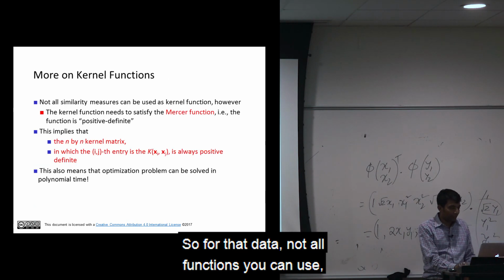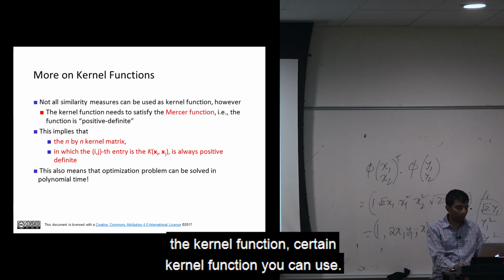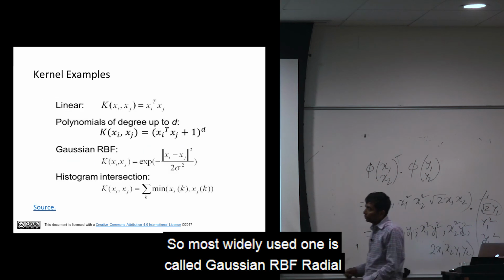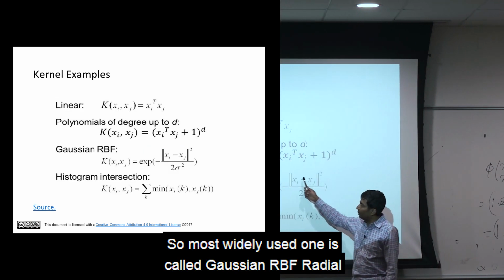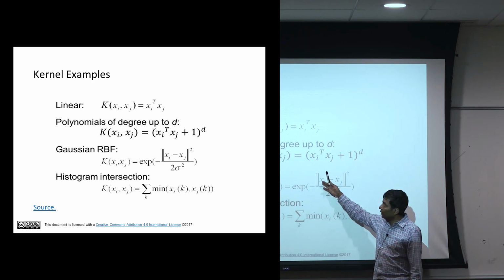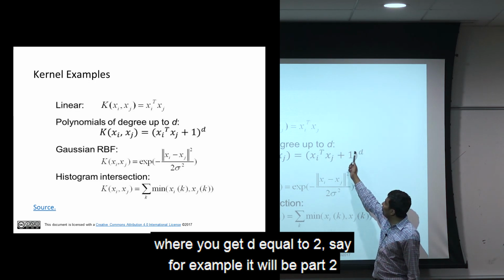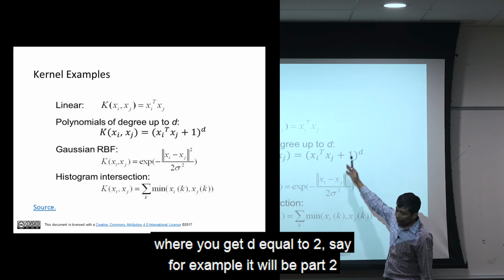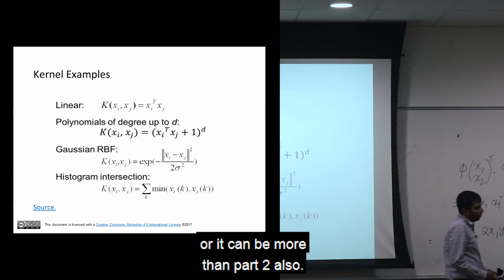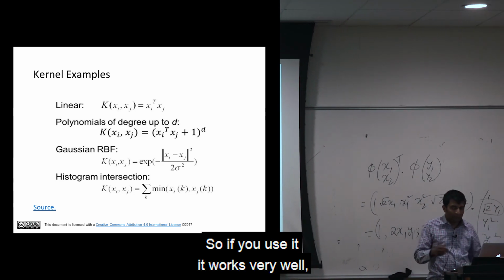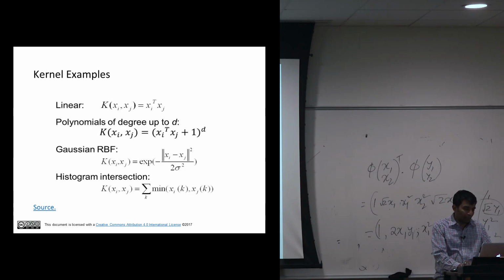For that, not all functions can be used. There are certain kernel functions you can use. The most widely used one is called Gaussian RBF, radial basis function. But you can use the polynomial kernel function where d equals 2, for example, or it can be more than 2 also. RBF usually works very well. That's what I'm trying to say.